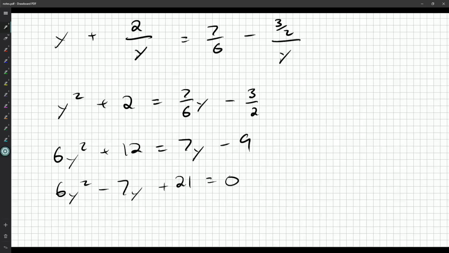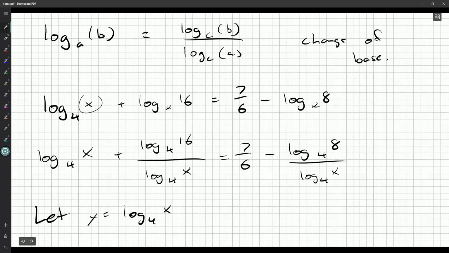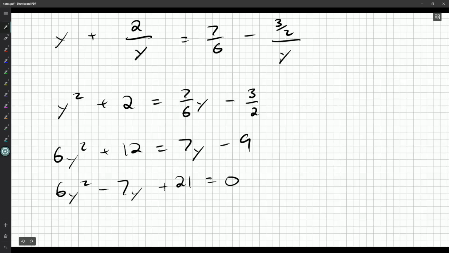So I'd expect 2 values of y. They might both translate into 2 values of x. They might not. Remember, you're only allowed to put positive numbers inside logarithms.